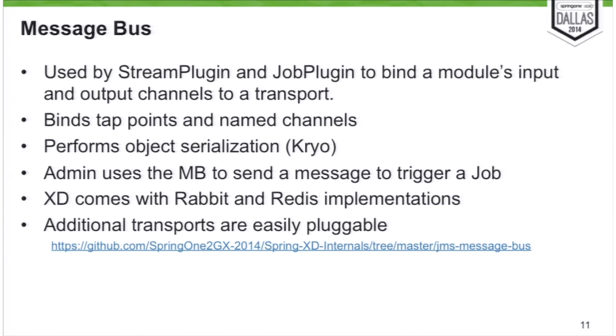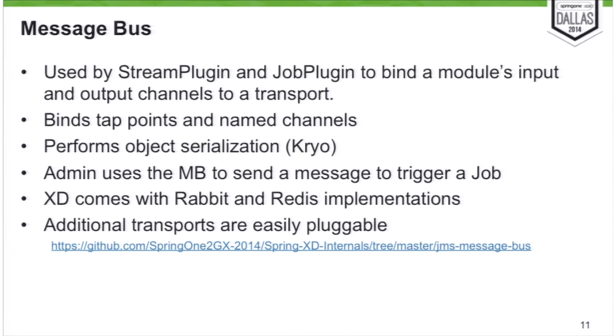The message bus is also responsible for binding tap points and named channels that are associated with that stream. So you can tap a stream at any point before every module. If you want to tap the source, you get a copy of whatever messages are coming in the stream to do real-time analysis, for example, or you can tap it after some transformation has happened. And so those tap points are actually named channels in XD. And you could also create a stream with a named channel. So you can say http > queue:foo, and that's a named channel.